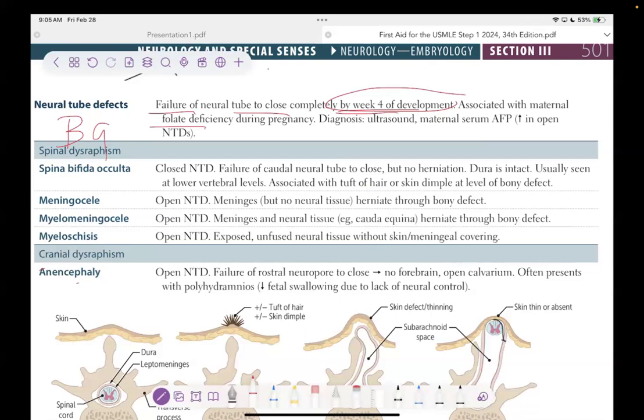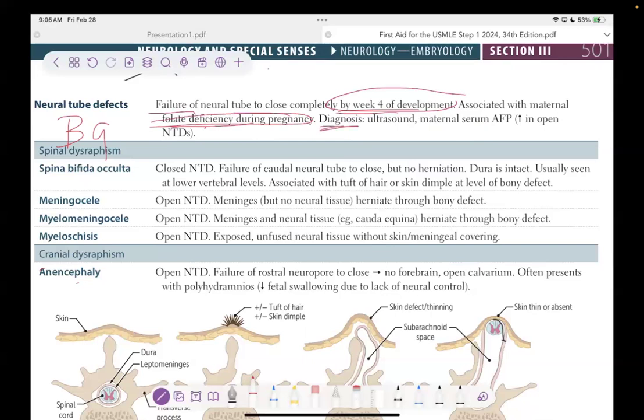It means that 3 months before conception, giving folate is important. Why? Because if the lady who is trying for conception gets pregnant, she is already having enough folate to make the neural tube and to close the neural tube, right? So folate deficiency is the most common cause of having neural tube defect.